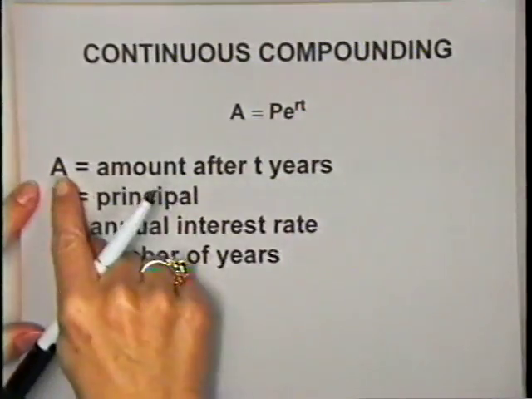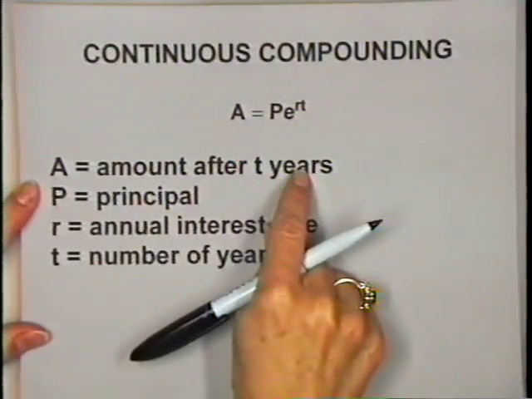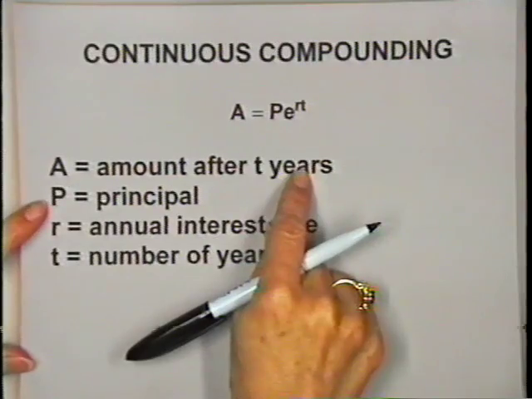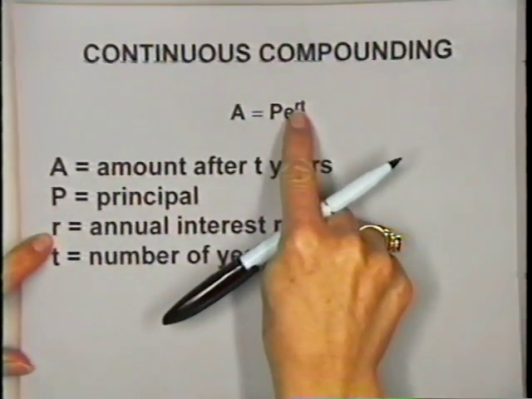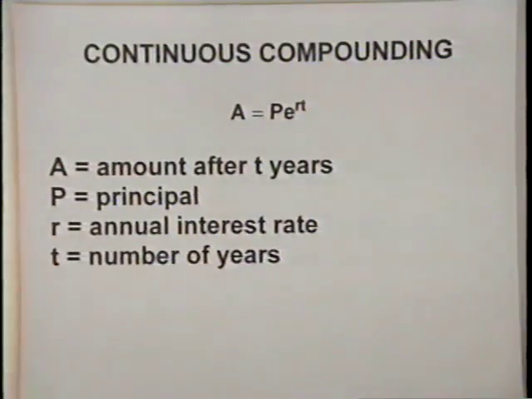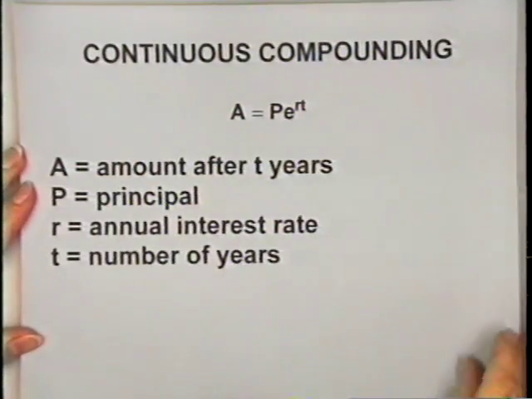Notice in this formula, A is the amount after t years, just like it was in that previous formula. P is the principal, r up here is the annual interest rate, and t is the number of years. Notice we don't have to have an n in this problem because we're compounding all the time, not a certain number of times per year. Let's see how we can use this formula to solve a problem.